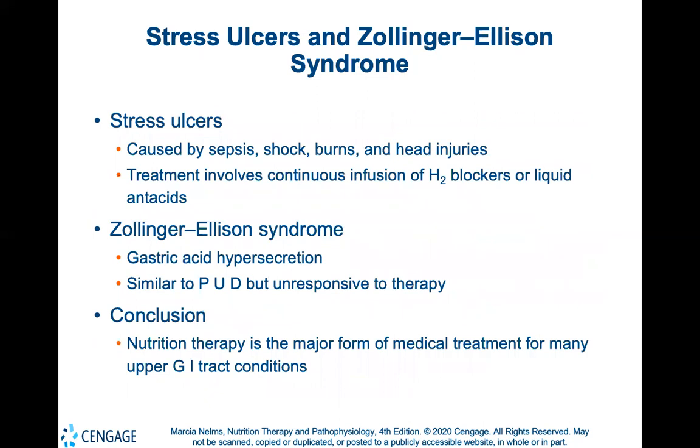Stress ulcers are caused by sepsis, shock, burns, or head injuries. Treatments involve continuous infusion of H2 blockers or liquid antacids. Zollinger-Ellison syndrome is gastric acid hypersecretion, similar to peptic ulcer disease, but unresponsive to treatment. Nutrition therapy is the major form of medical treatment for many upper GI tract conditions. I say it again, nutrition therapy is the major form of medical treatment for many upper GI tract conditions.